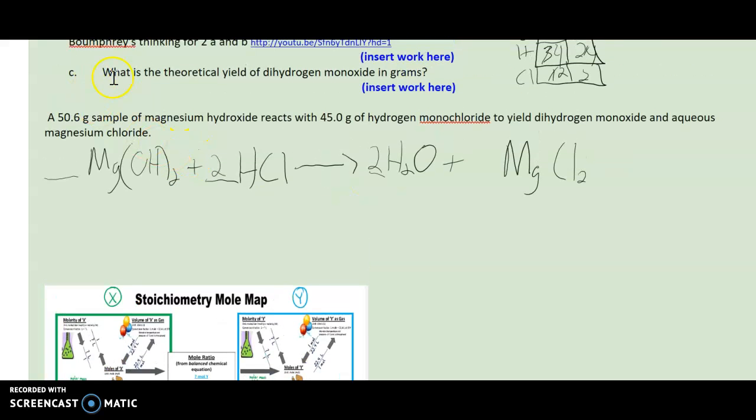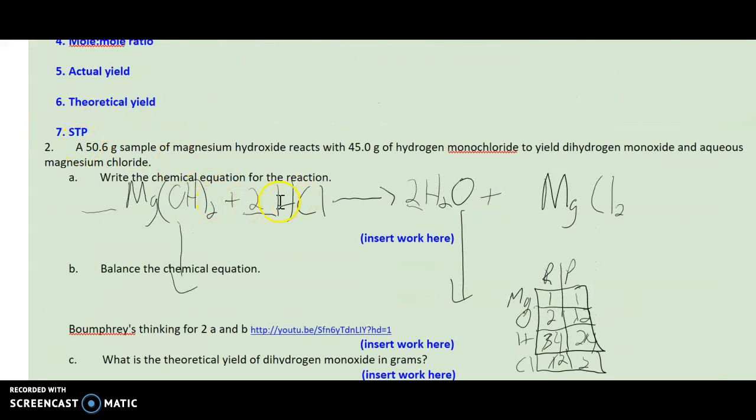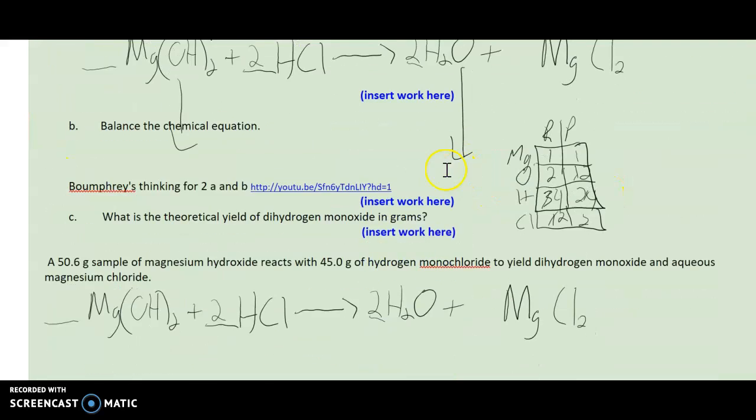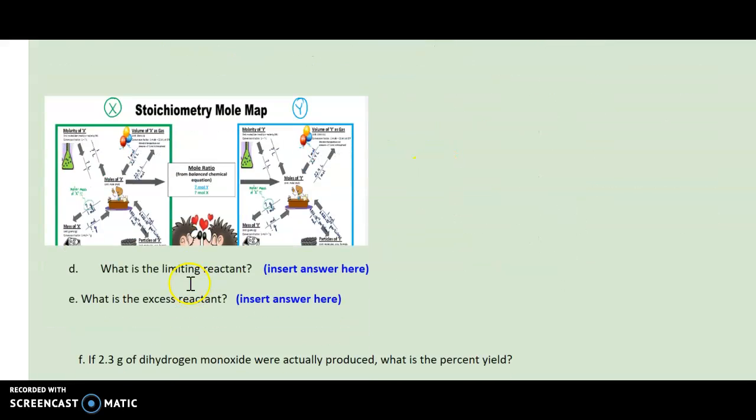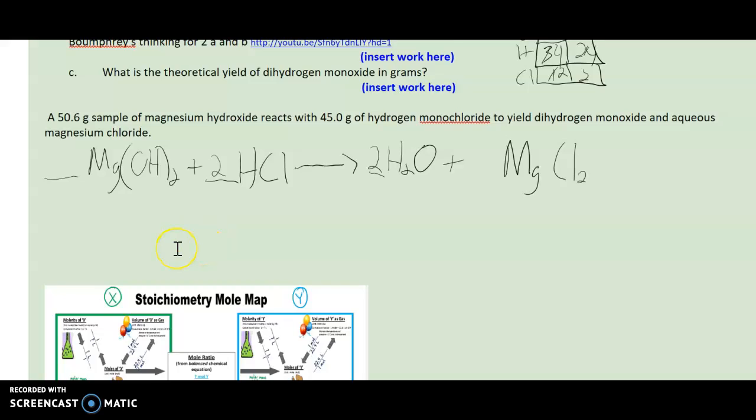Okay, folks, so here's the next question. What's a theoretical yield? This is mathematically the most we can humanly possibly make. So really, what we've got to do is find the limiting reactant first. Mine looks different than yours: I copy and pasted the problem from up here with my balanced equation, assuming that is correct, and put it down here. I also put a mole map on the screen just so we can see where we're going. Okay, so let's get started.